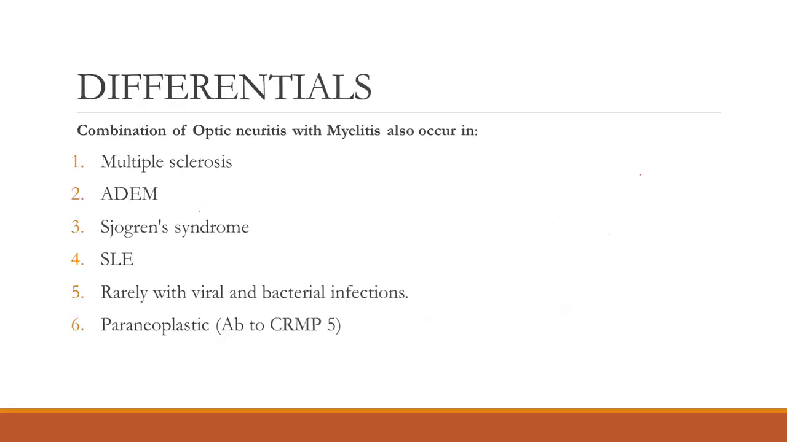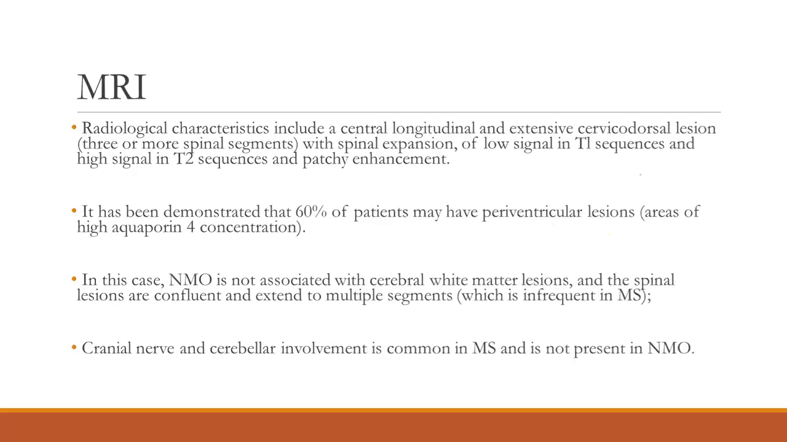So a combination of optic neuritis with myelitis can also occur in other conditions like MS. In MS, as I said, unilateral optic neuritis is associated with spinal cord lesions. In ADEM, bilateral optic neuritis with spinal cord lesions. Sjogren's syndrome, SLE, and paraneoplastic conditions, mainly antibody to CRMP5, can be seen as differential diagnoses for NMO spectrum disorders. As I said, MRI findings: LETM, mainly on T2 sequence, and patchy enhancement on post-contrast T1 gadolinium is seen.